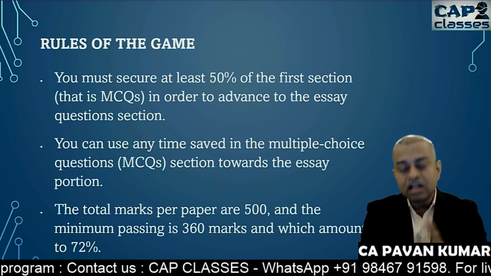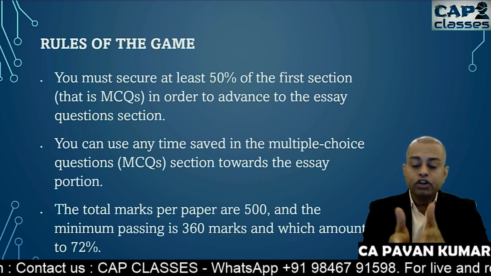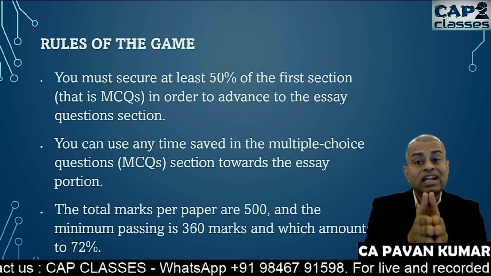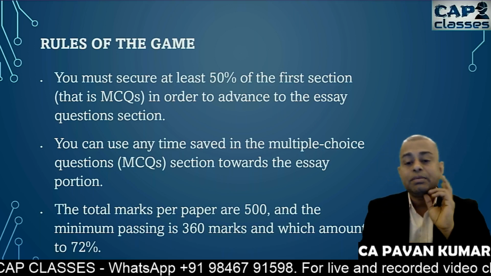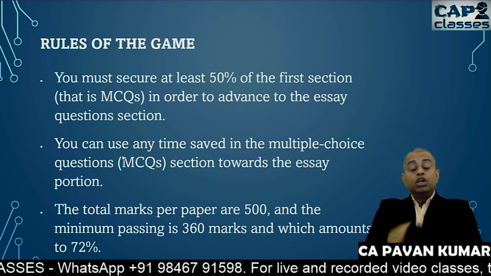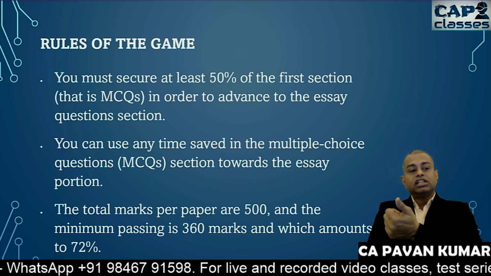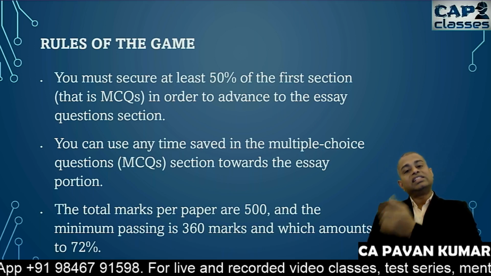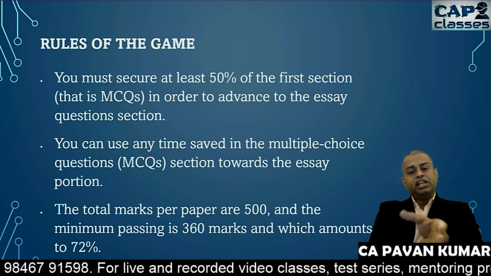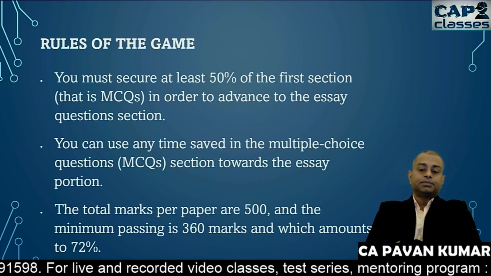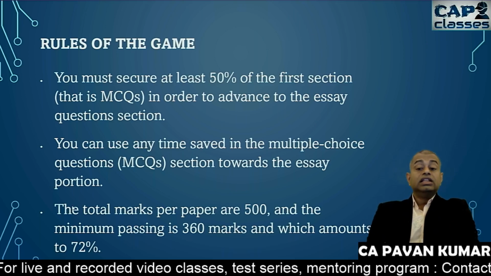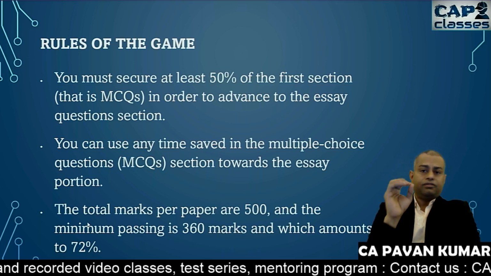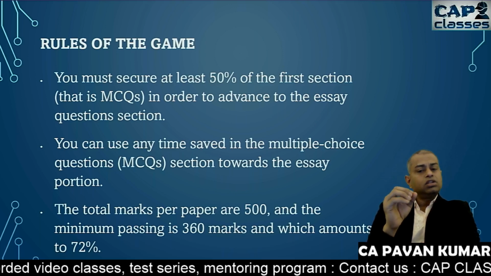But in CMA US exams, if you save time in MCQs, that time can be used in the essay portion. Read the second rule. You can use any time saved in the multiple choice questions section towards the essay portion. That means if you save 20 minutes, you can use that in essays. The total marks per paper are 500. The examination is for 500 marks. So what is the pass mark?